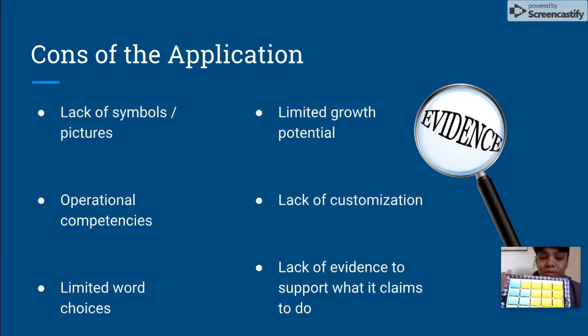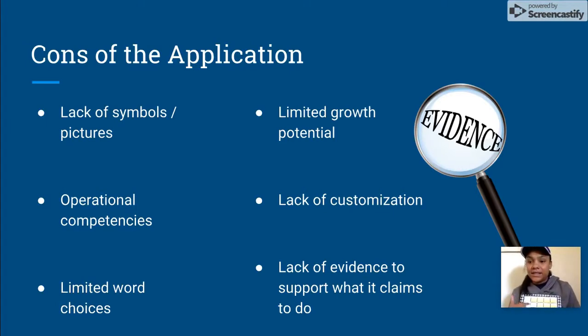There's also limited word choices. So there's not a lot of words to choose from. There are no verbs or prepositions, articles, things like that to help you form a grammatically correct sentence. There's limited growth potential, so you can't go in and add words such as prepositions and verbs as their language starts to develop, and leading into lack of customization.